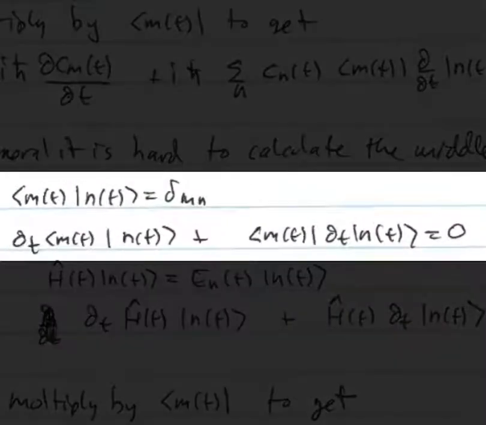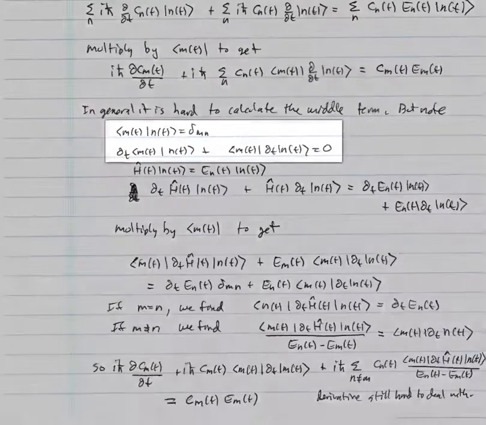So note that the overlap of m(t) with n(t) is equal to delta mn. The right-hand side is independent of time. So now if I take a derivative with respect to time, on the left-hand side I get two terms. One is a derivative with respect to time of the state m(t) overlapped with the state n(t), plus m(t) overlapped with the derivative with respect to time of n(t). Now that's not exactly giving us the one term we wanted, which is the second term in that expression, but we know the sum of those two expressions is equal to 0 because delta mn doesn't depend on t, so its derivative is 0. Now let's take this a little bit further.